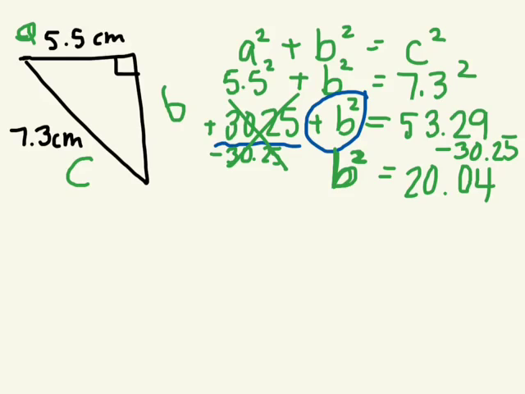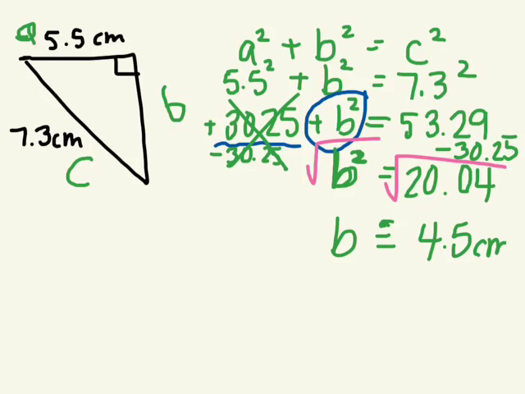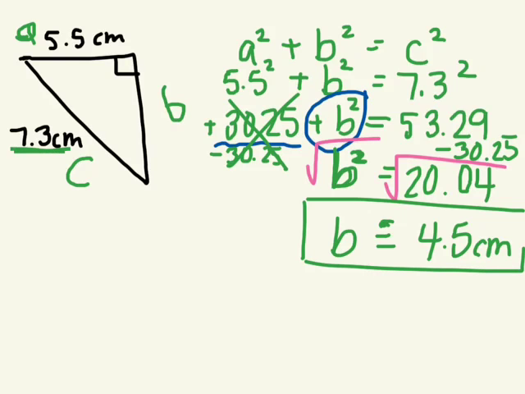What's the final step? I want to know what b is equal to. What do I have to do to get rid of this squared? Find the square root. Good. What's the square root of 20.04? 4.5. Good. So it's approximately, yep, excellent. And we round to 1 decimal place, 4.5 centimeters. And let's look at our diagram. The hypotenuse should always be the longest side. If this is 4.5, is this still longer? Yes. Yep, makes sense. Okay, and obviously this is not drawn to scale.